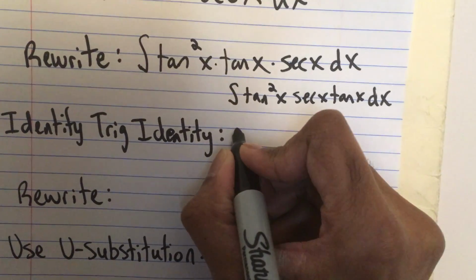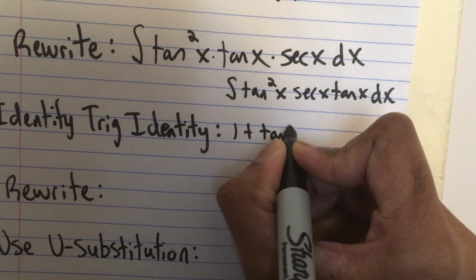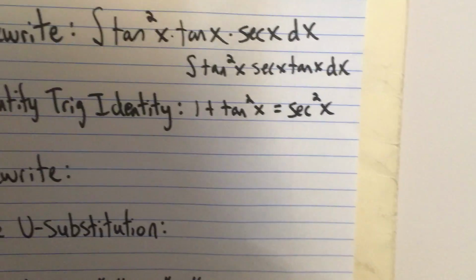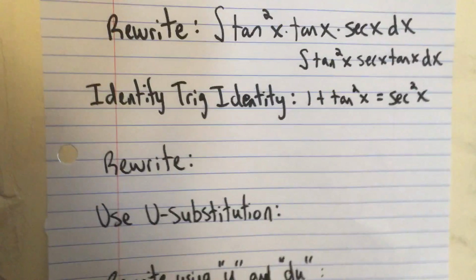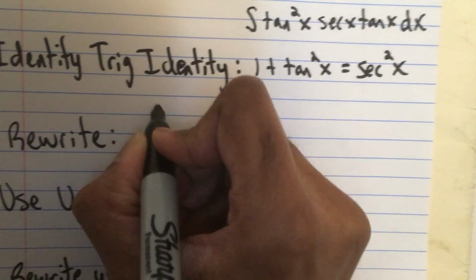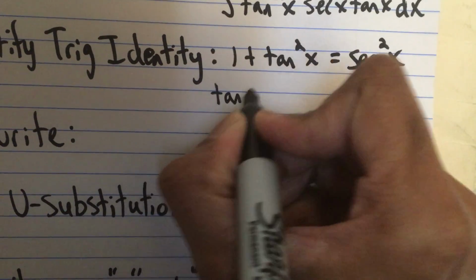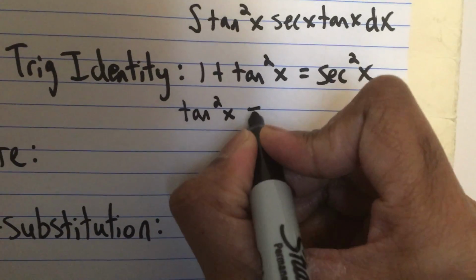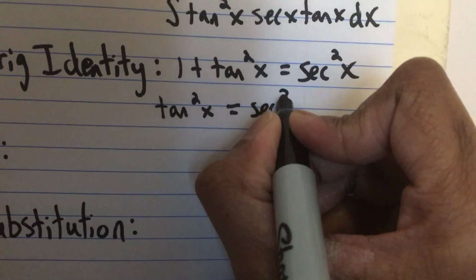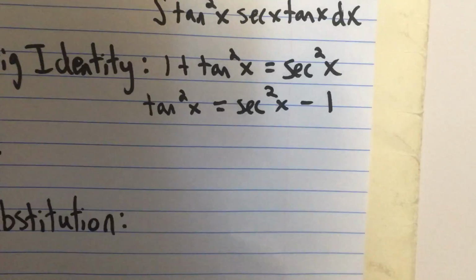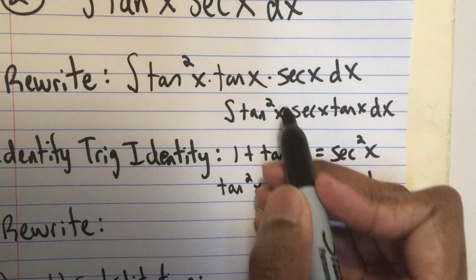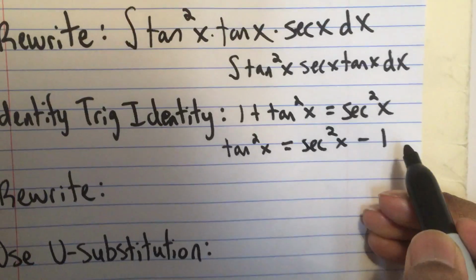We are going to be using 1 plus tangent squared x equals secant squared x. Because I'm using tangent squared x, I want to get tangent squared x by itself. So that's going to equal secant squared x minus 1. I'm now going to replace this tangent squared x with secant squared x minus 1.